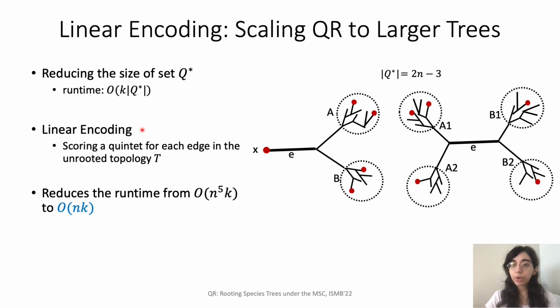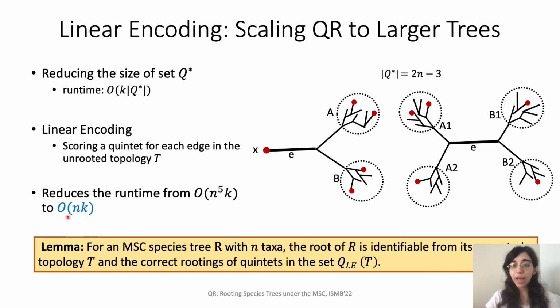So in this encoding, for each edge of the unrooted tree, if this edge was adjacent to a node, it partitions the set of taxa into 2 subsets, as we can see in the figure, and we form a quintet for this edge, ensuring that this node and at least one taxon from each of the subsets are picked. And if the edge wasn't next to a node, it divides the set of taxa into 4 subsets, and we pick a quintet by ensuring that at least one leaf from each of these sets is picked. So this reduces the runtime of QR to O of nk, and it also has the good theoretical property that the root of the tree is identifiable from its unrooted topology and the correct rooting of the quintets in this encoding.